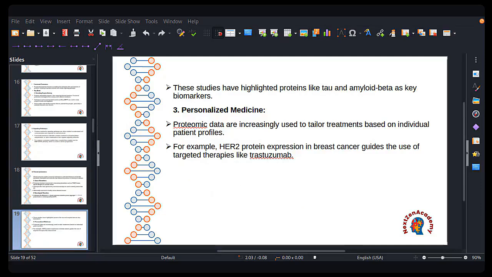So HER2 protein, we talk about cancer as uncontrolled growth of cells, right? So we talked about HER2 protein.